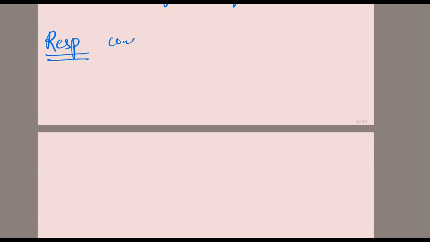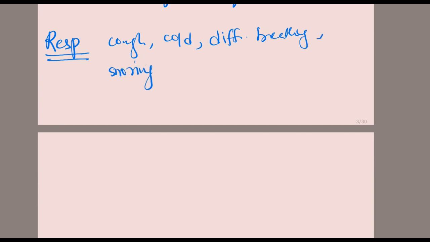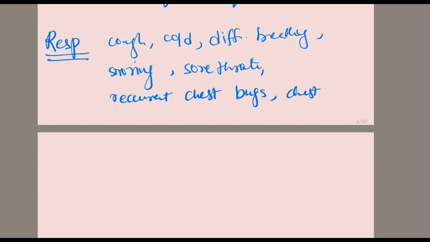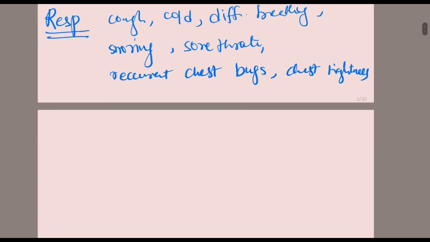Is there any cough, any cold, any difficulty in breathing, any snoring during sleep at night, any sore throat, any history of recurrent chest infections? Don't say chest infections. It's appropriate to say any recurrent chest bugs, so they don't get confused about what an infection is. You can just say any recurrent chest bugs, any chest tightness in case of asthma. So these are the relevant questions in the respiratory system.